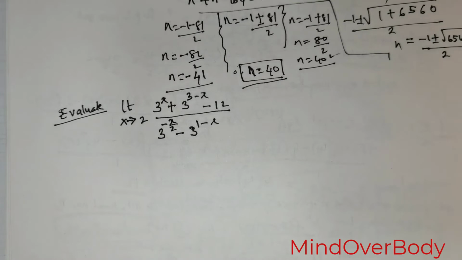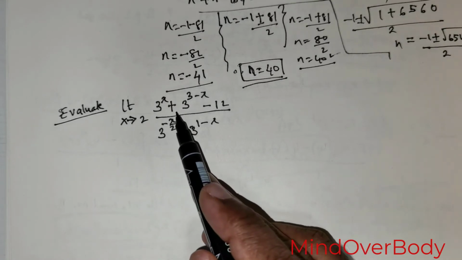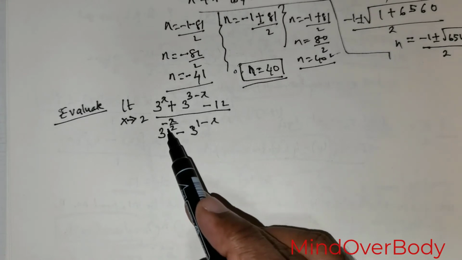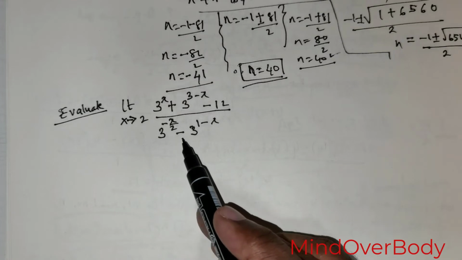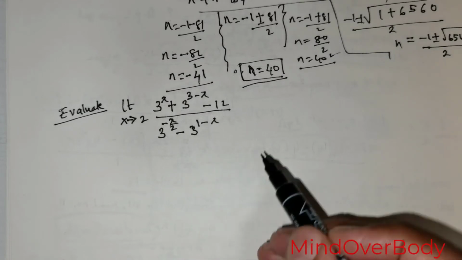Students were expected to evaluate this question: the limit as x tends to 2 of (3^x + 3^(3-x) - 12) divided by (3^(-x/2) - 3^(1-x)).